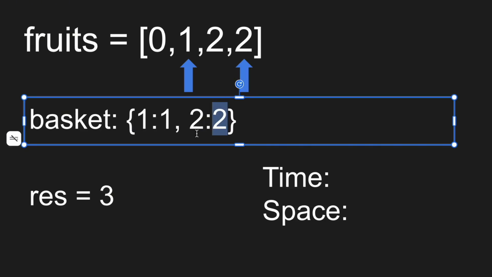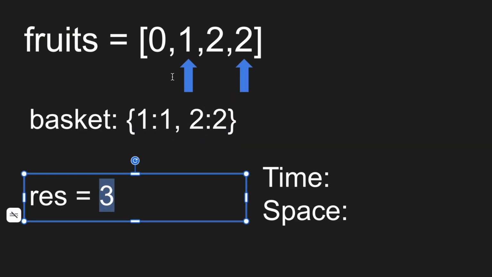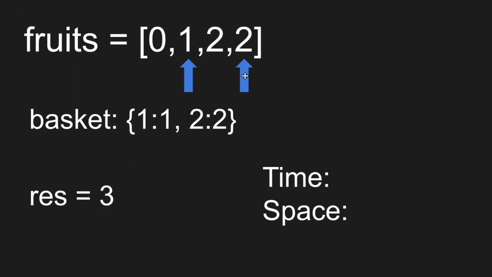There we go. And now that we have 2 again, update the max result that we have, which is still 2, and we can shift the right pointer again, and the right pointer is 2, so we add 1 of 2 to the basket, and then the result is 3 because now it has a length of 3. And now that the right pointer has come to the end, we can return 3 as our result.